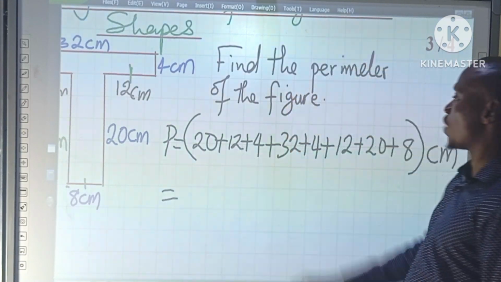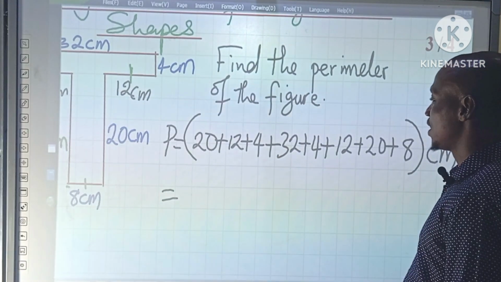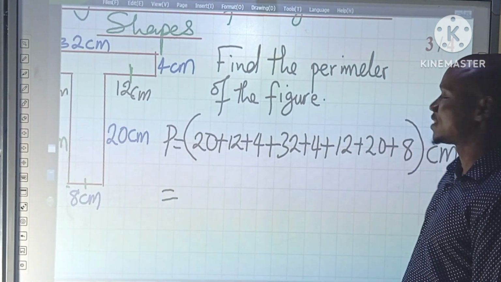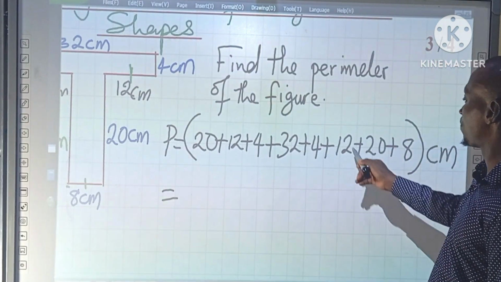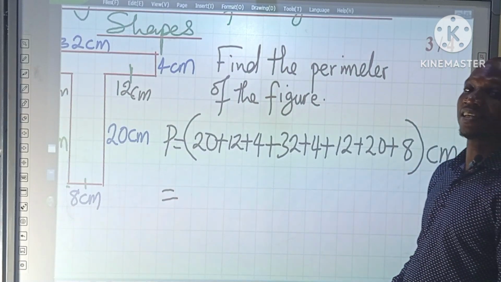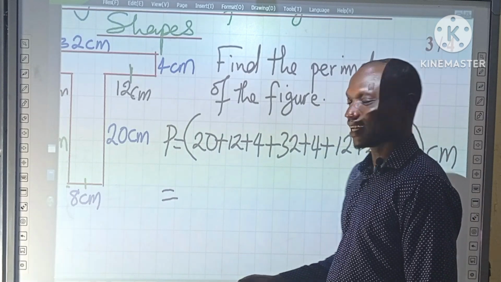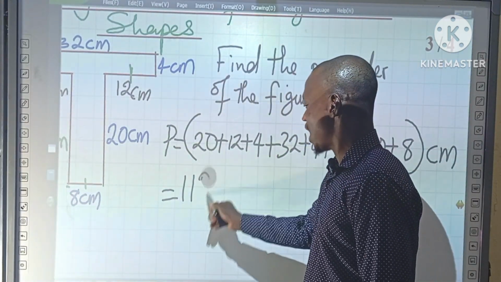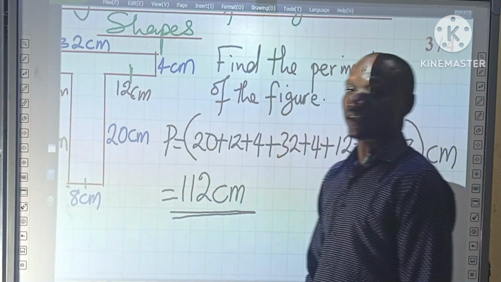So with this, 20 plus 12 gives us 32. 32 plus 4 gives us 36. 36 plus 32 gives us 68. 68 plus 4, 72. 72 plus 12 gives us 84. 84 plus 20 gives us 104. And 104 plus 8 gives us 112. So our final answer will be 112 centimeters. That is the perimeter of the shape.